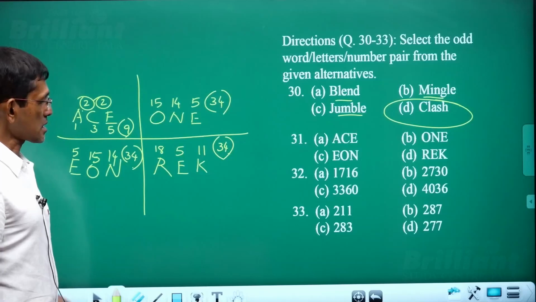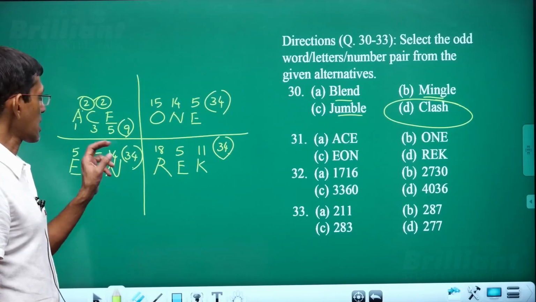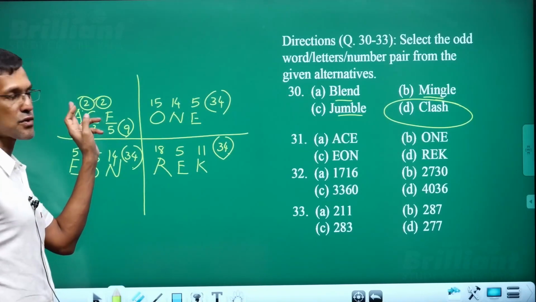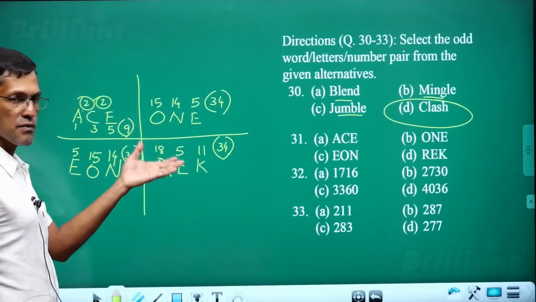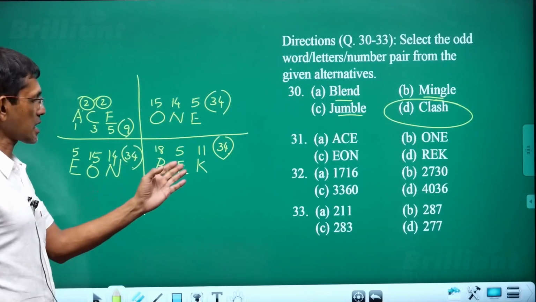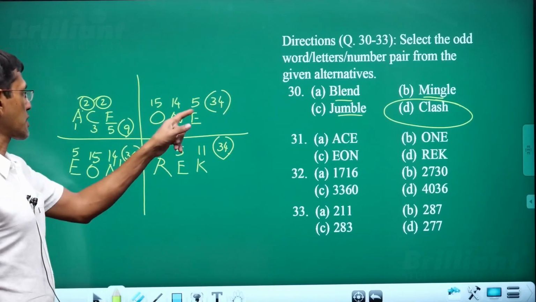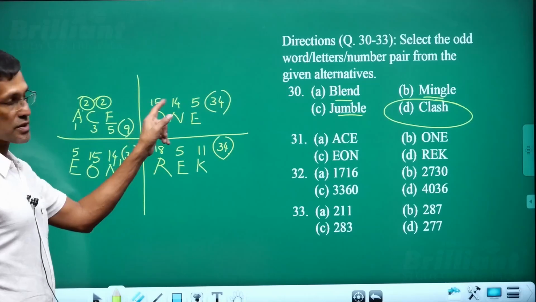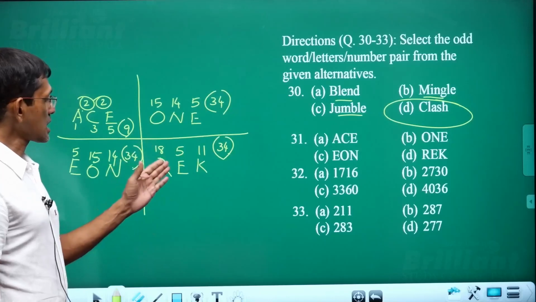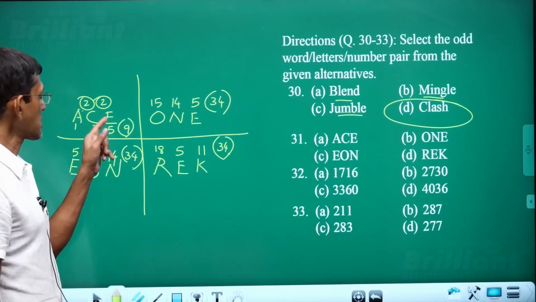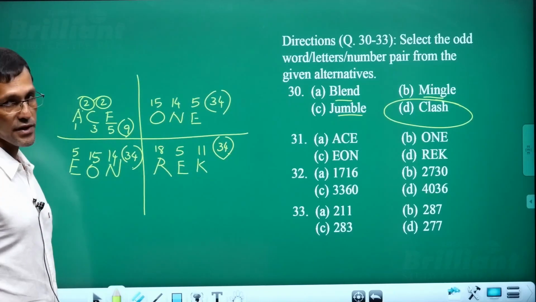And in that case, which is the answer? ACE is the answer. So there are two possibilities for ACE because it is in a pattern, plus 2 plus 2. The other letters, actually we cannot call them words, because this is a meaningful word, but REK is not a meaningful word. But this set of letters is not in a pattern like plus 2 plus 2. Here 5, 15, and 14, it is not in the pattern. How about 18, 5, and 11? That's not in the pattern. So this is the only one in the pattern. Or if you take the sum of the digits, 34, 34, and 34, this one is different.